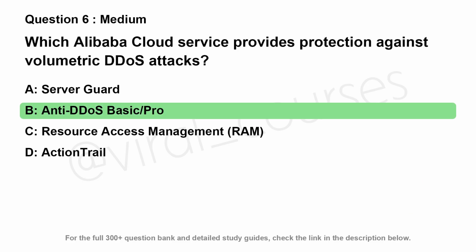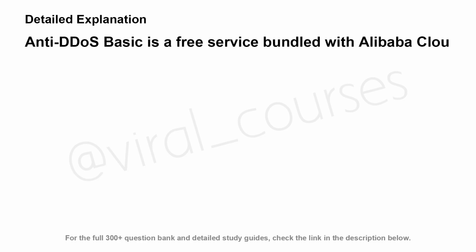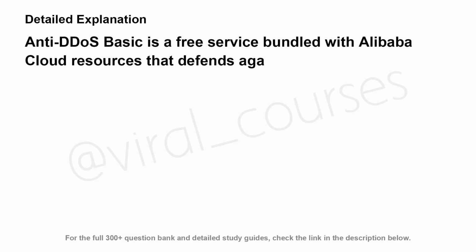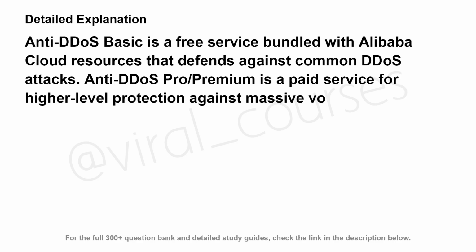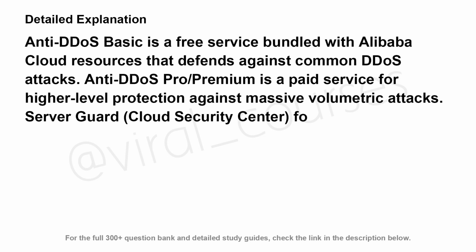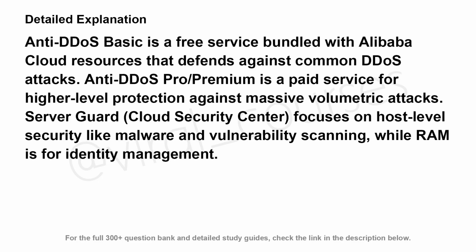The correct answer is B. Anti-DDoS Basic is a free service bundled with Alibaba Cloud resources that defends against common DDoS attacks. Anti-DDoS Pro Premium is a paid service for higher-level protection against massive volumetric attacks. ServerGuard Cloud Security Center focuses on host-level security like malware and vulnerability scanning, while RAM is for identity management.